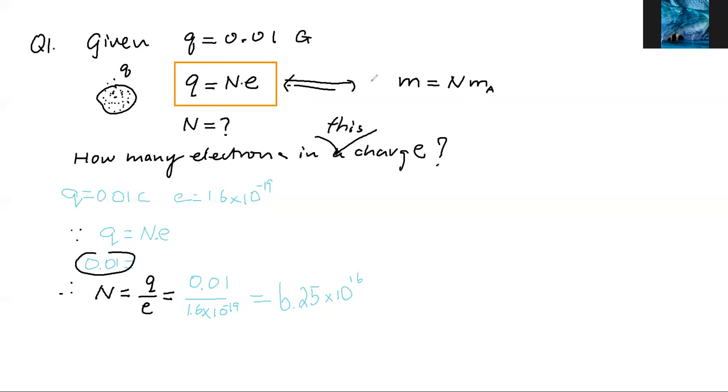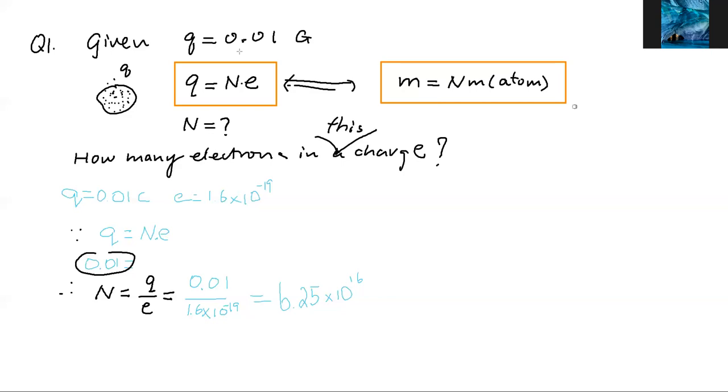Or you could use a different notation. This is the number of atoms. I don't want to use too many notations. It's the number of atoms times the mass of atom or molecule, right? So these two equations are equally important. Can you see that? So in other words, nowadays we know that both the charge and the mass are made by a small unit, by the smallest unit, right? By the smallest unit.